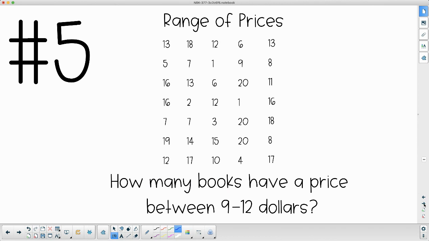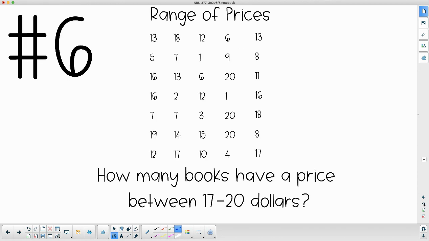Number 5 asks how many books have a price between $9 to $12. So here's a list of books and their prices. So we are looking for any numbers that are 9, 10, 11, or 12. Just going to go through and count any numbers that fall between 9, 10, 11, or 12. Number 6 wants to know how many books have a price between 17 to 20. So we're looking for 17, 18, 19, or 20. So we'll just count up any prices of 17, 18, 19, or 20 from this list here.